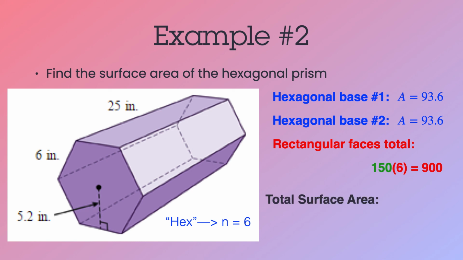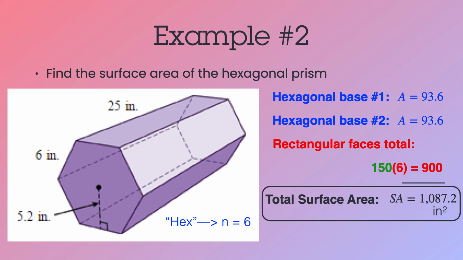So now we can go ahead and add these up. Our total surface area, we're going to add the 93.6, the other 93.6, and the 900. And we get our surface area adding up to 1,087.2. And of course, before we circle this as our final answer, we need our units there. Since our lengths were measured in inches, our area is square inches.